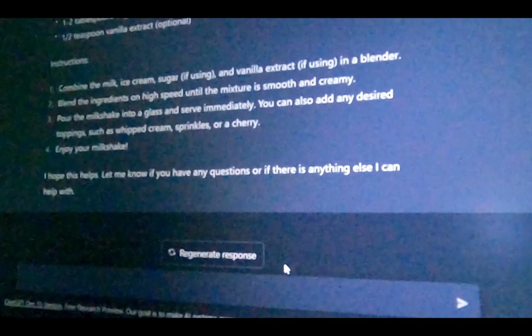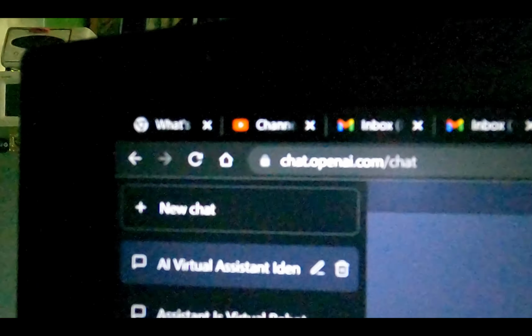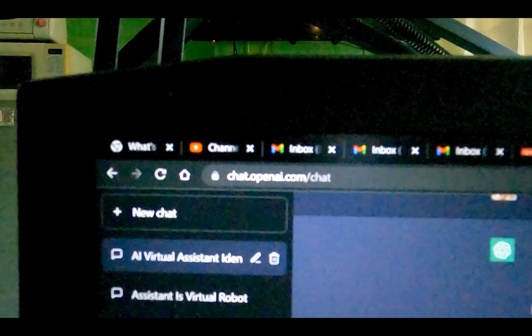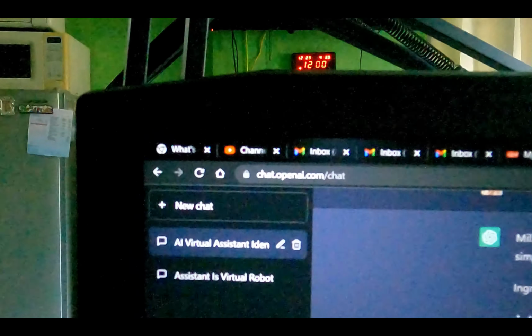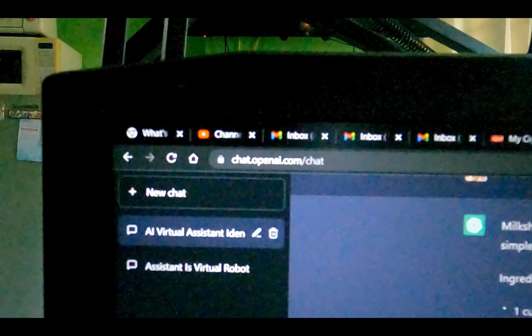Okay, so that's it for OpenAI. And to chat with OpenAI, just go to this website, openai.com chat, if you can read that, openai.com chat.